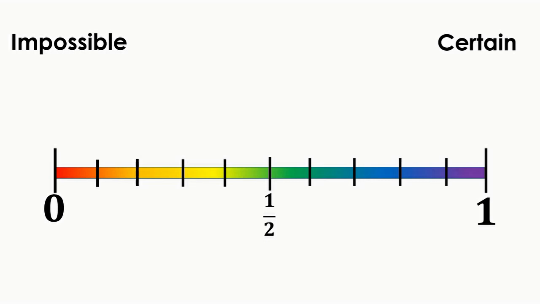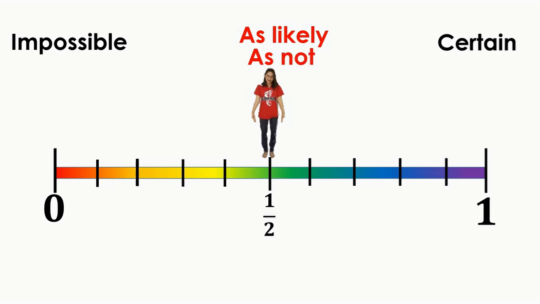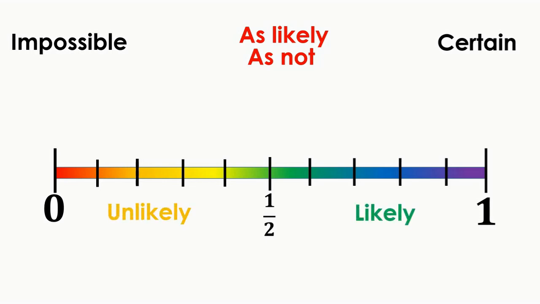A probability of 1/2 with our coin toss means that an event is just as likely to happen as it is not. A probability less than 1/2 means that an event is unlikely, and a probability greater than 1/2 means that an event is likely.